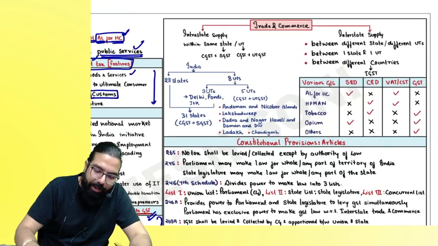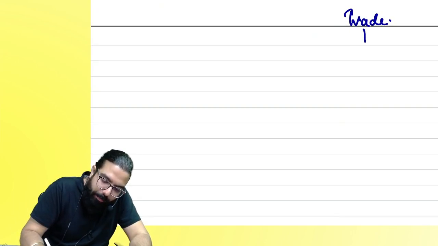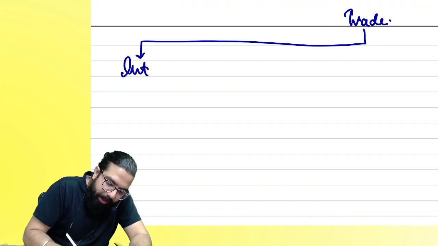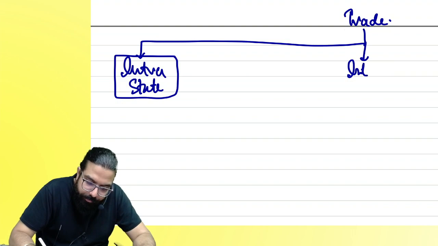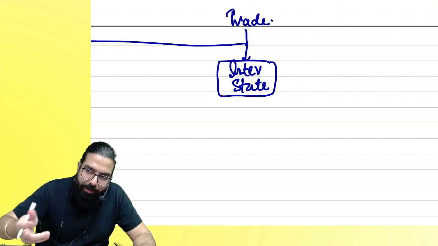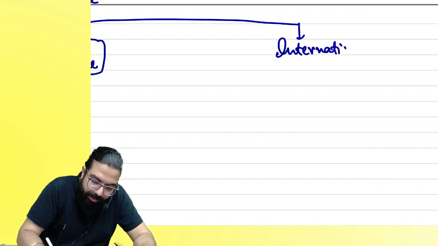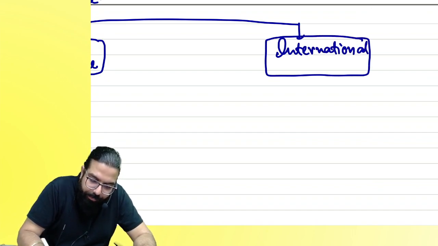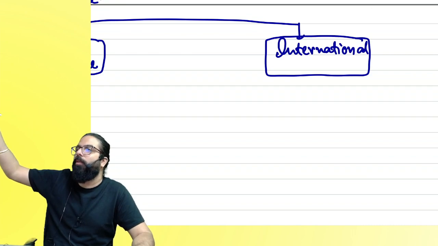Now, everyone listen to me very carefully. Whenever I talk about trade and commerce, trade can be of three types. One can be intrastate trade. What do you mean by intrastate trade, everyone? Within the same state. One can be interstate trade. What is interstate, everyone? One state to another state. One can be international trade also. Do you guys agree with me? What is international, everyone? Outside India: if goods or services are coming into India, or going outside India, it is known as what, everyone?